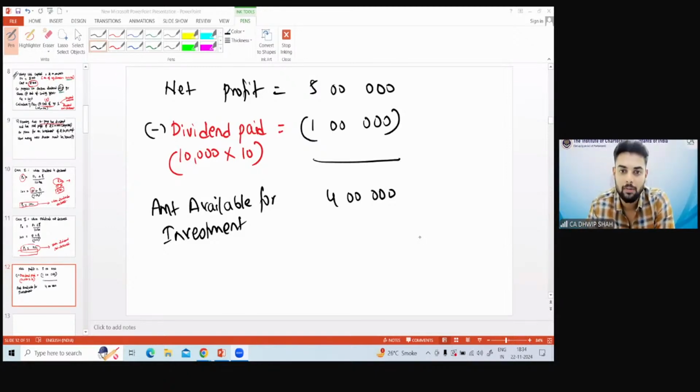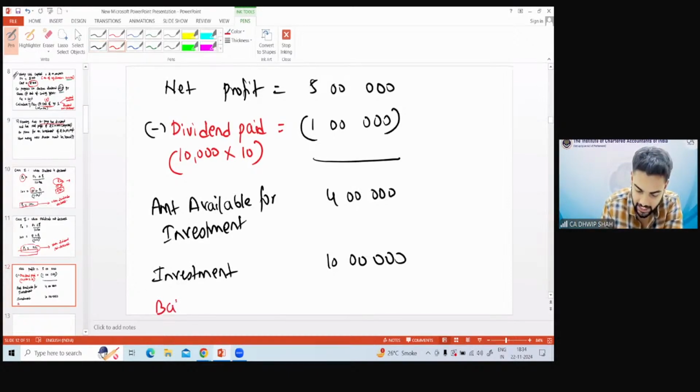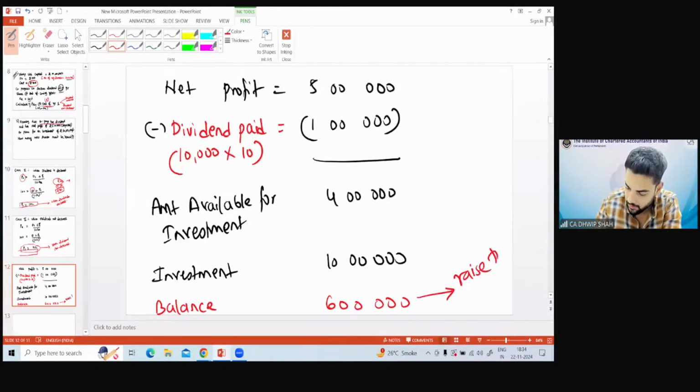So the amount available for investment is 4 lakhs. And investment required is how much? Investment to be done is, can I say, 10 lakhs? Yes or no? So in other words, the balance of 6 lakhs I need to raise through equity. Did everyone follow this? Raise through equity. Any doubts here?